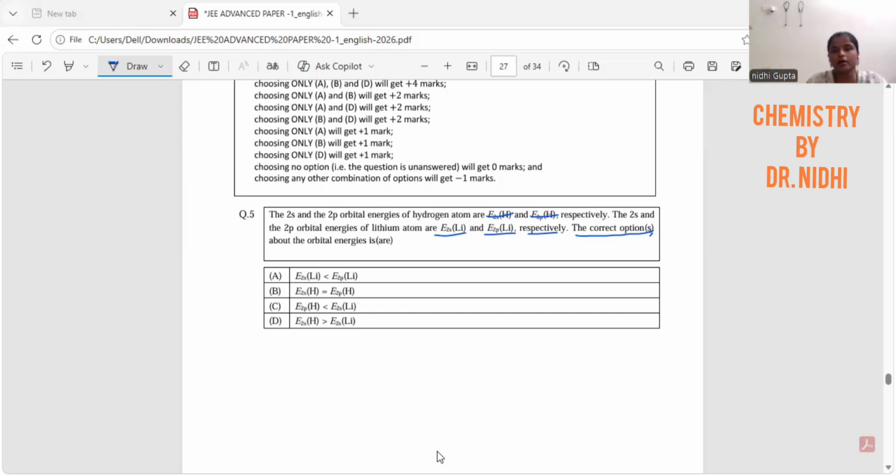Firstly we will see the energy sequence. In the hydrogen atom, firstly we will draw the atomic configuration. Because only one electron is present, it will be only 1s1, so all the other shells will be empty. After that 2s will come, 2p will come. This 2s and 2p will have equal energies. Why will they have equal energy?